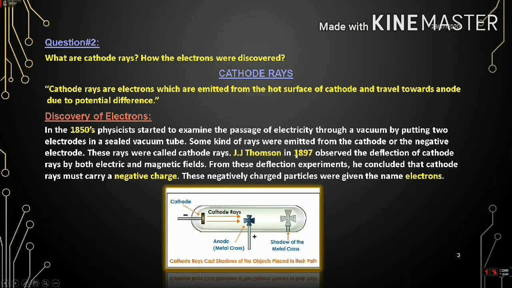J.J. Thomson in 1897 observed the deflection of cathode rays by both electric and magnetic fields. From these deflection experiments, he concluded that cathode rays must carry a negative charge. These negatively charged particles were given the name electrons.